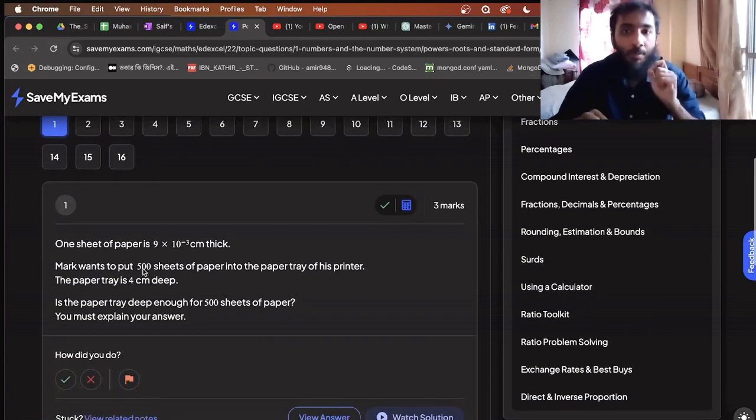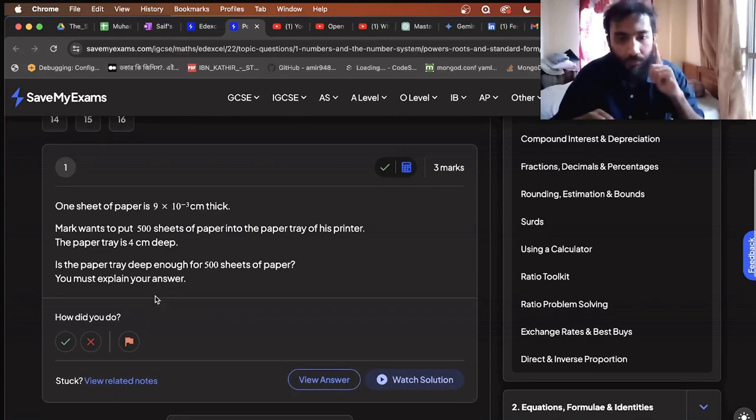What does the first problem say? The first problem says one sheet of paper is 9 multiplied by 10 to the power minus 3 centimeter thick. Mark wants to put 500 sheets of paper into a paper tray of his printer. The paper tray is 4 centimeter deep. Is the paper tray deep enough for 500 sheets of paper?